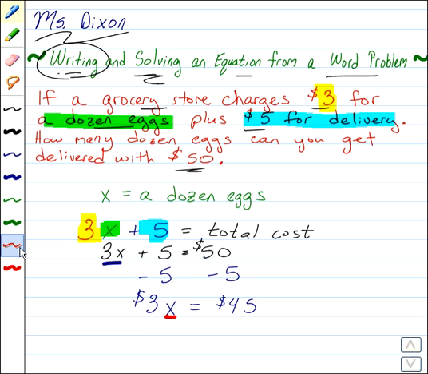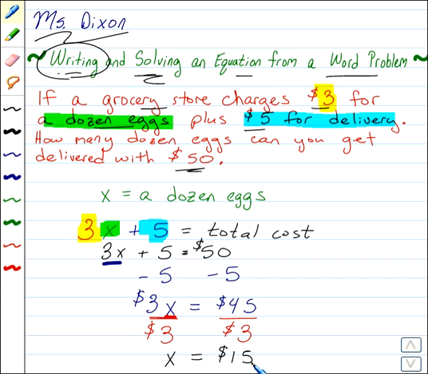Now I need to get the variable by itself. So I'm going to divide by 3 to isolate x. And if I divide the left side by $3, I have to divide the right side by $3. And that gives me that x equals 45 divided by 3 is 15.